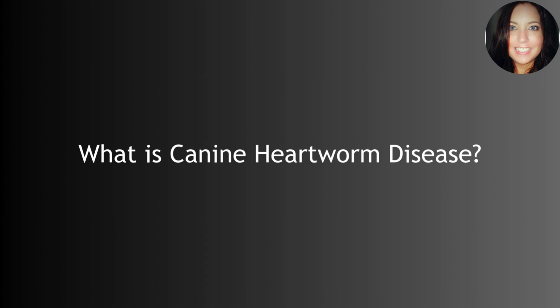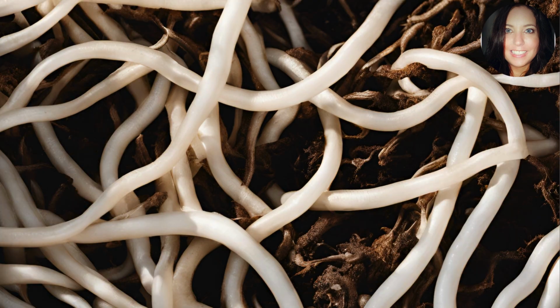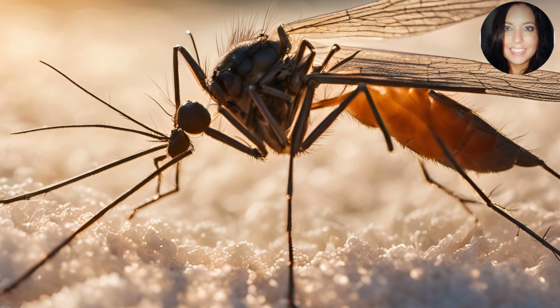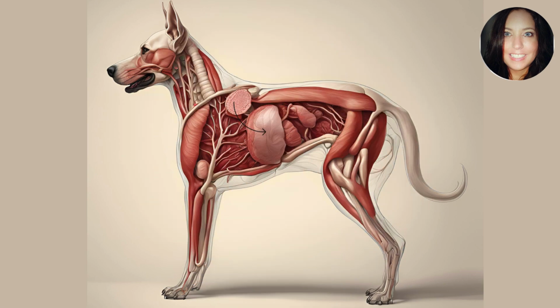What is canine heartworm? Canine heartworm disease is a serious condition caused by a type of parasitic worm called Dirofilaria immitis, a type of filarial nematode more commonly known as roundworm. It is spread through the bite of infected mosquitoes. These worms live in the heart, lungs, and associated blood vessels of infected dogs, causing significant damage.